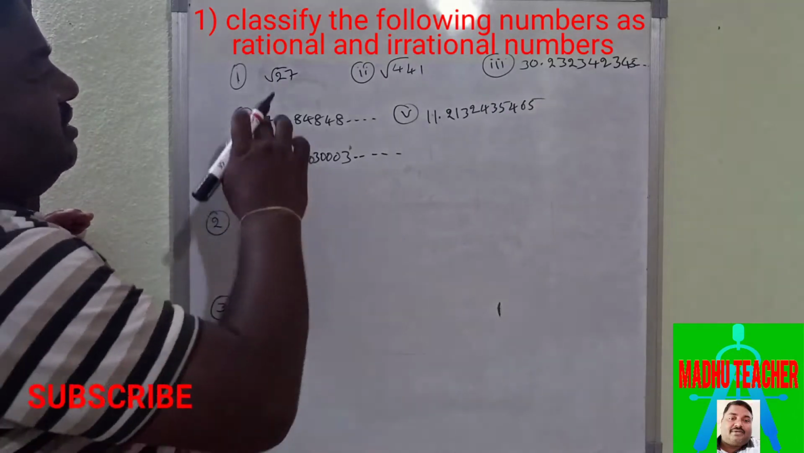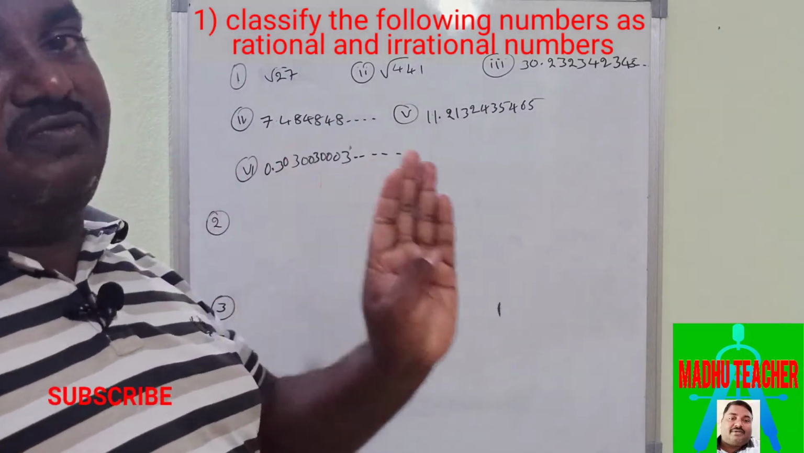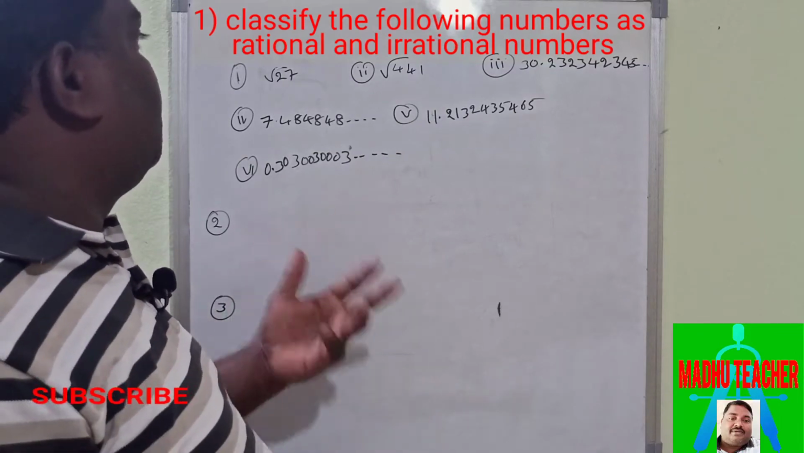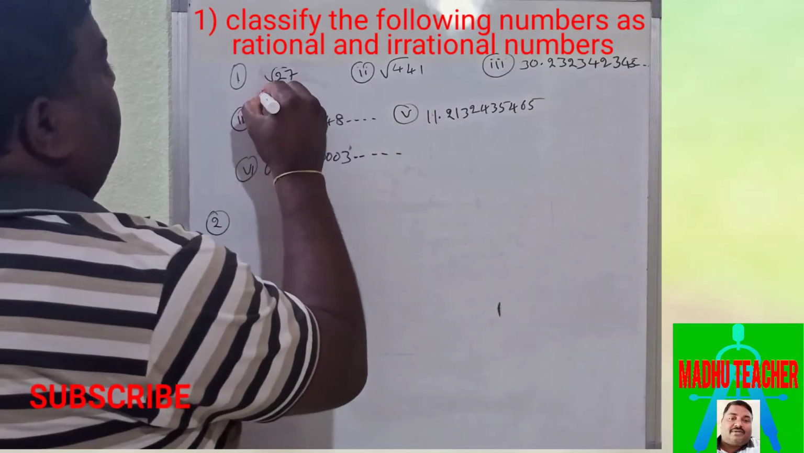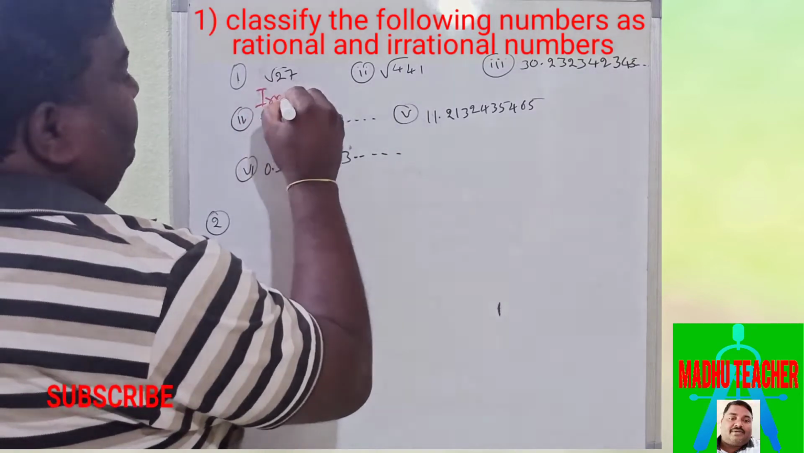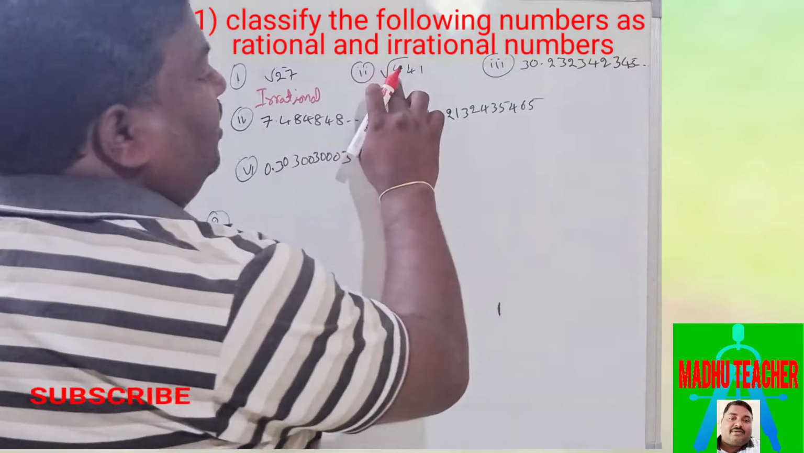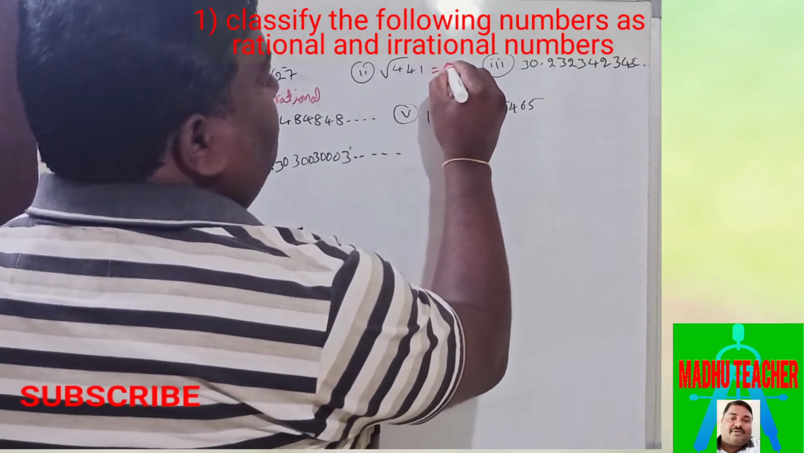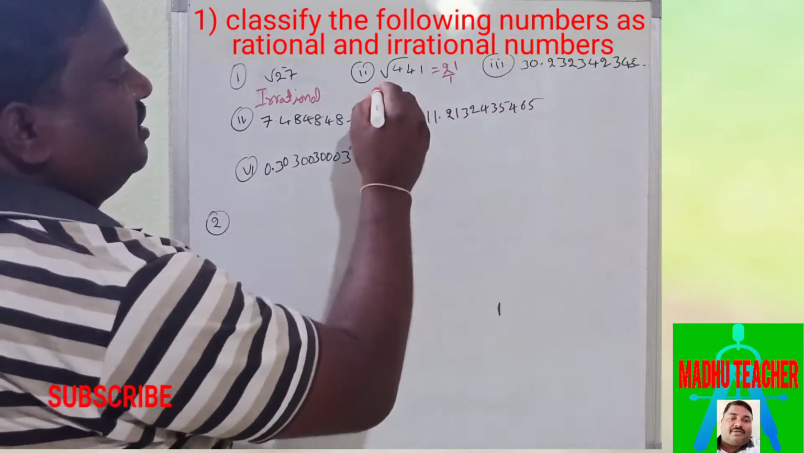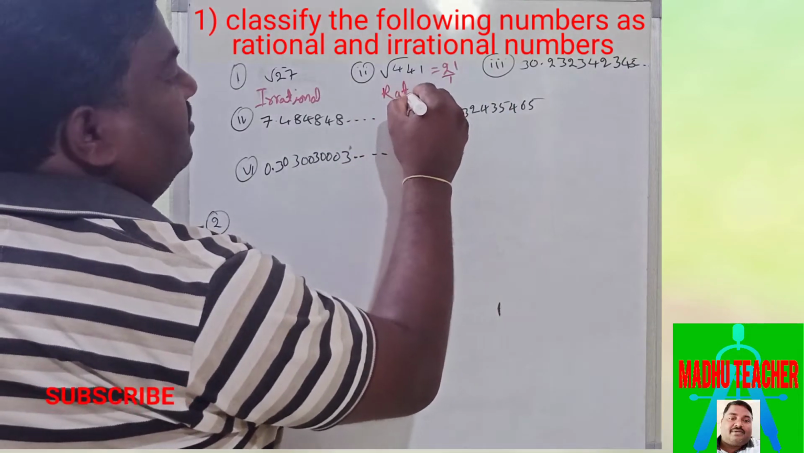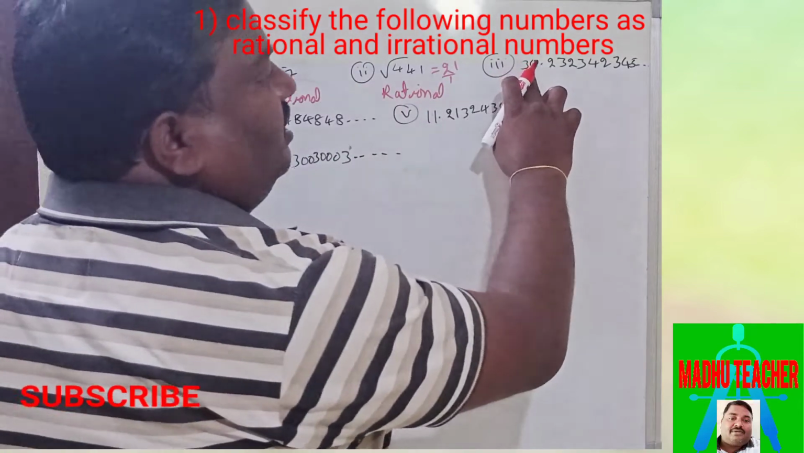So the first one is root 27. Root 27 we cannot take out from roots, so we cannot write in the p by q form. That's why it is irrational. So now 441 we can write equal to 21. So 21 means 21 by 1, so it is rational number. Rational.